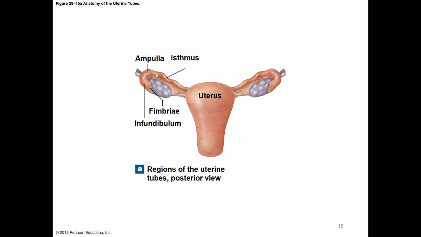Then we have the middle section, which is the ampulla. It's a bit more muscular, and of course we're talking about smooth muscle here. And then the isthmus, which is the region closest to the uterus.